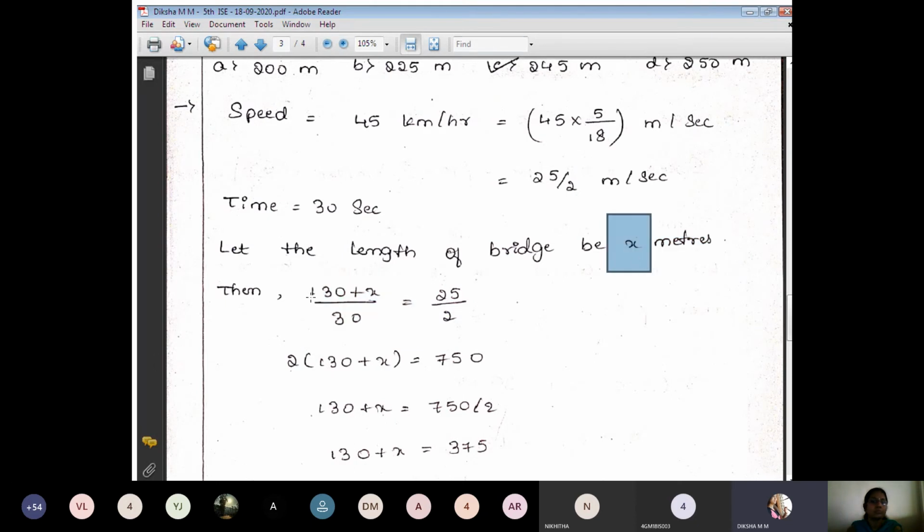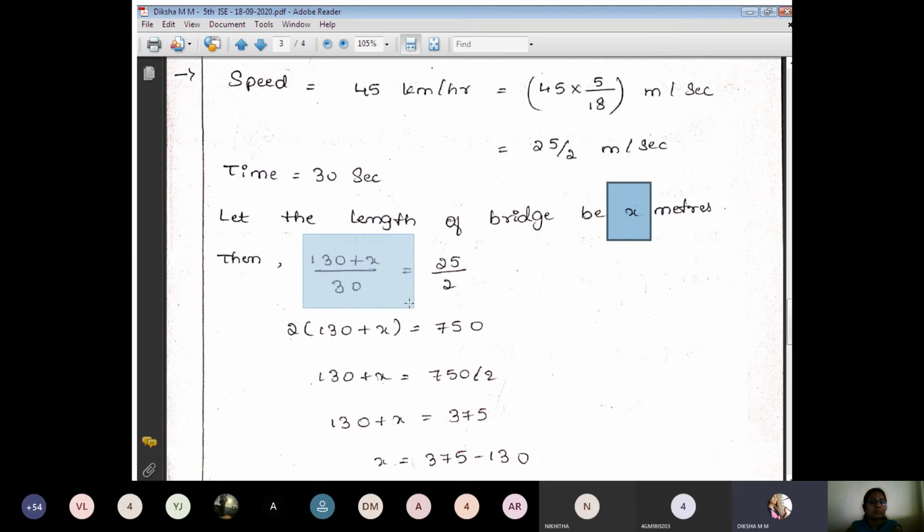So we apply that in the formula: distance divided by time is equal to speed. Distance means the length of the train as well as the length of the bridge. The length of the train is 130, and the length of the bridge we take as x meters, divided by time, that is 30 seconds, is equal to speed, 25 by 2.